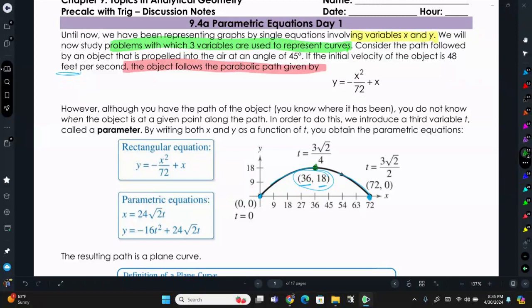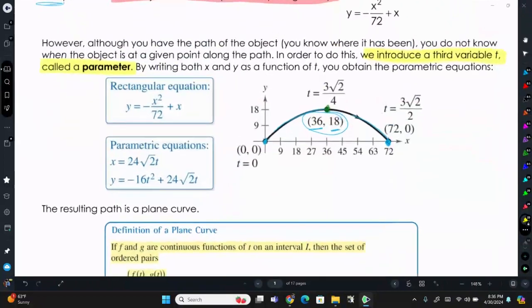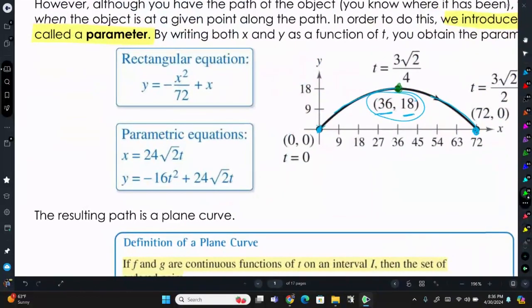And that's why we use this third variable called the parameter to let us know, okay, at time equals 2 seconds, what is the vertical distance and what is the horizontal distance? And that's why we have two parametric equations. After 5 seconds, I can figure out the horizontal distance, and after 5 seconds, I can figure out the vertical distance using that other parametric equation. So it's taking our normal rectangular equation and splitting it up into two parametric ones.